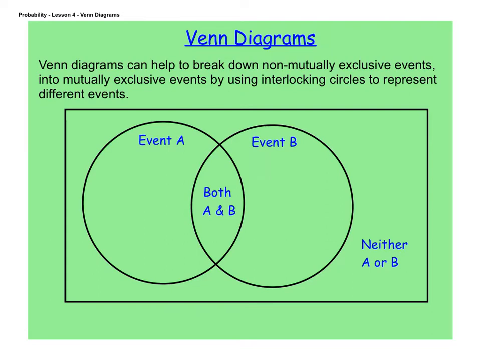So we are going to make our own Venn diagrams, and then we're going to use them for probability. They can break down non-mutually exclusive events, which means that they have an overlap in them. And we use interlocking circles to represent the different events. So we have just A, just B, A and B happening at the same time. In the corner is neither. And at the very top left-hand corner, I'd like you to write your total number of people or cards or events or classes or whatever that is. The total goes at the top left.